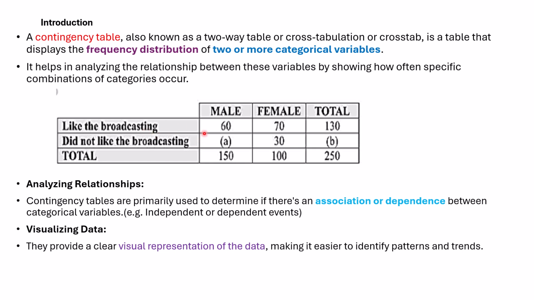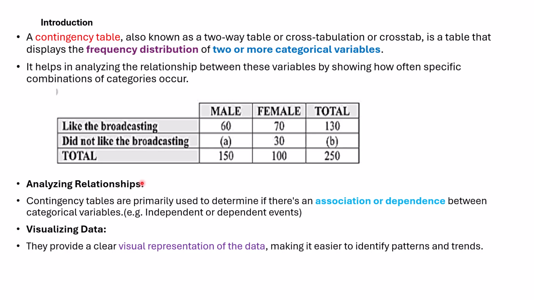So we can say here from the table there are 60 males that like broadcasting, but there are 70 females that like the broadcasting. So in total 130 people like the broadcasting. If you look again here for male, the total is 150, 150 minus 60, 90. So 90 males did not like the broadcasting, while 30 females did not like the broadcasting. And if we say 90 plus 30, that would give me 120. Hope you understand, you follow.